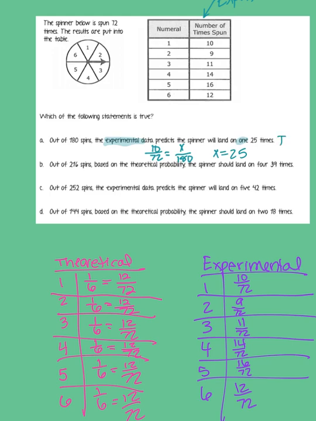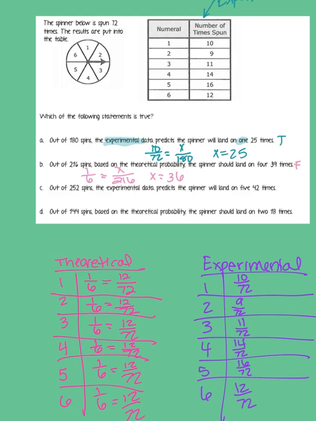Out of 216 spins, based on the theoretical probability, so I'm going to use this data, the spinner should land on 4 39 times. Well, I know that the theoretical probability says that I should land on 4 1 out of 6 times, right? So what if I had 216 spins? So now I'm going to go ahead and solve this, and when I do, I'm going to get 36. So theoretically, you should land on 4 36 times. So that one is false.